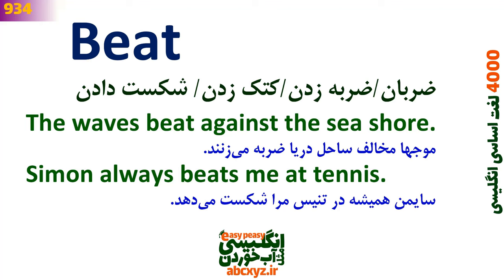The waves beat against the seashore. The waves، امواج، wave یعنی موج در اینجا و waves یعنی امواج. Beat، ضربه زدن، against، مقابل یا مخالف. Beat against یعنی مخالف ضربه زدن. The seashore، sea یعنی دریا و shore یعنی ساحل. Seashore یعنی ساحل دریا. The waves beat against the seashore. موجها مخالف ساحل دریا ضربه میزنند. The waves beat against the seashore.